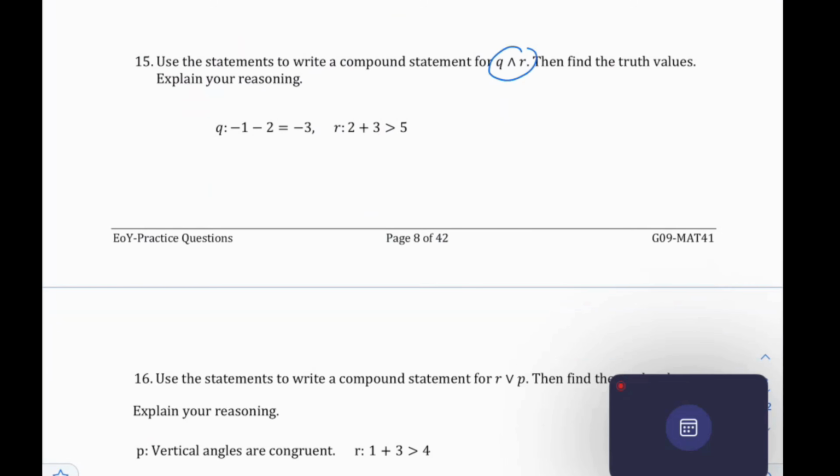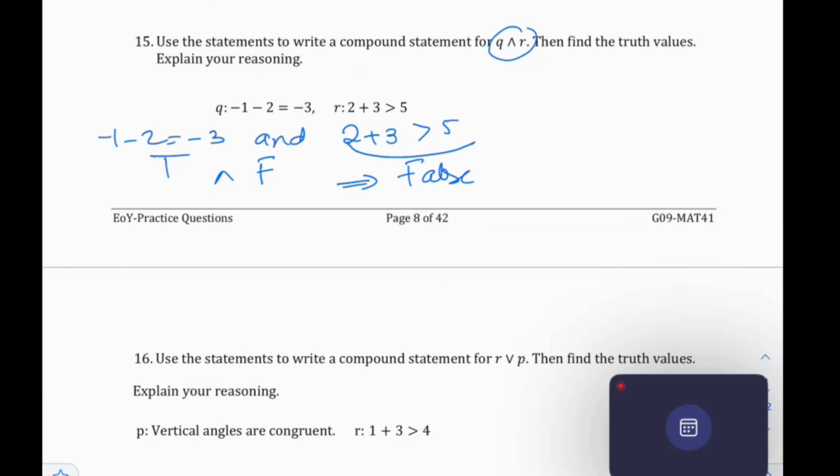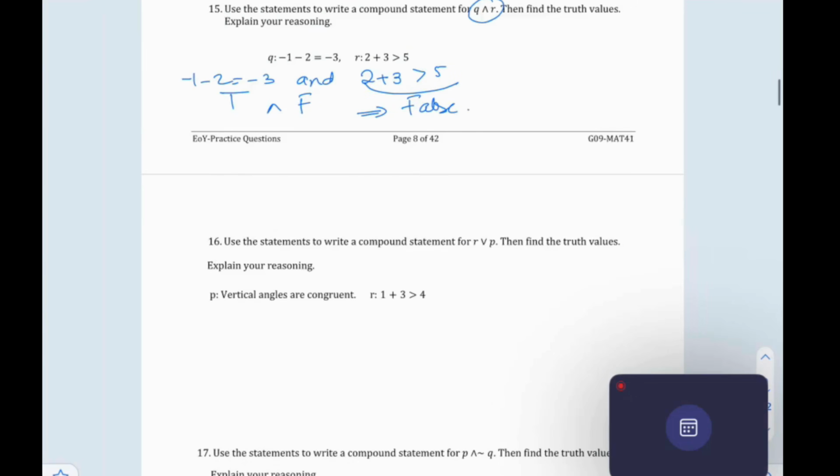Now another two different statements. Let's combine them. So we will copy the statements first with "and". -1 -2, sorry, I copied wrong. -1 -2 is minus. This is of course true. And 2 plus 3 is more than 5. This is false, right? So true and false is false. There is one false statement.